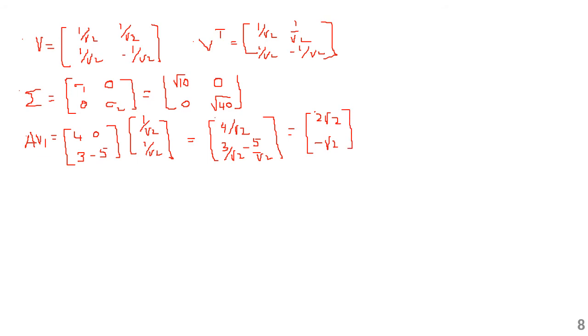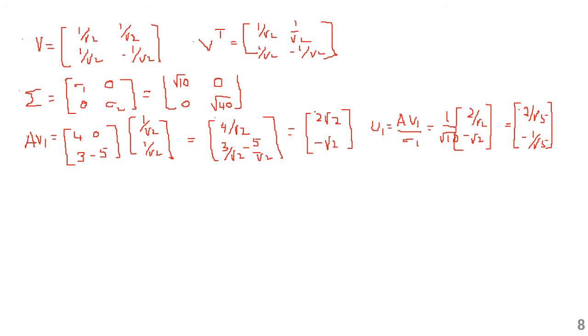Now you have to find U1, that is AV1 by sigma 1. In this case it is 1 divided by root 10 times 2 root 2, minus root 2. When I further simplify this, I get 2 divided by root 5 and minus 1 divided by root 5.